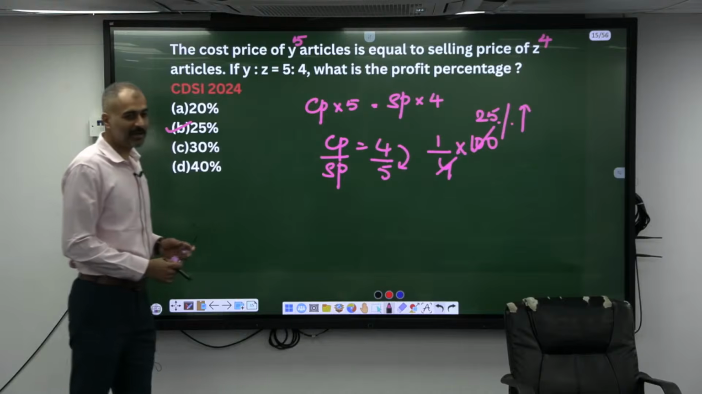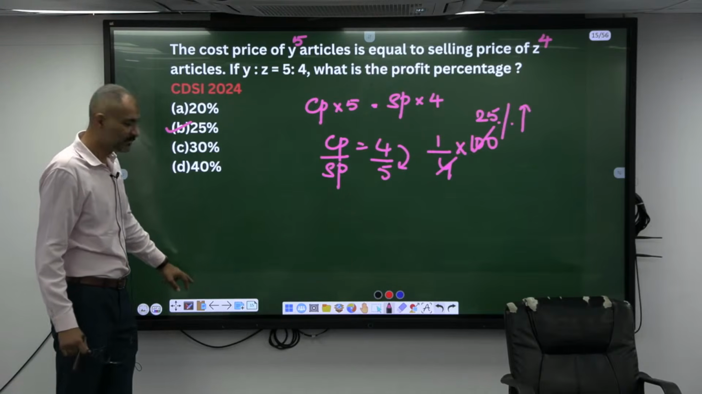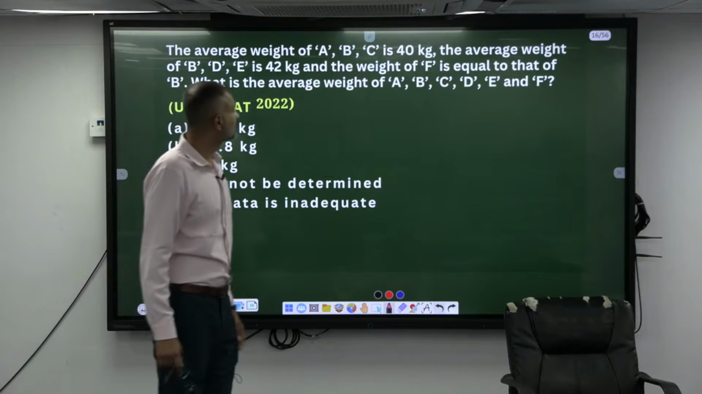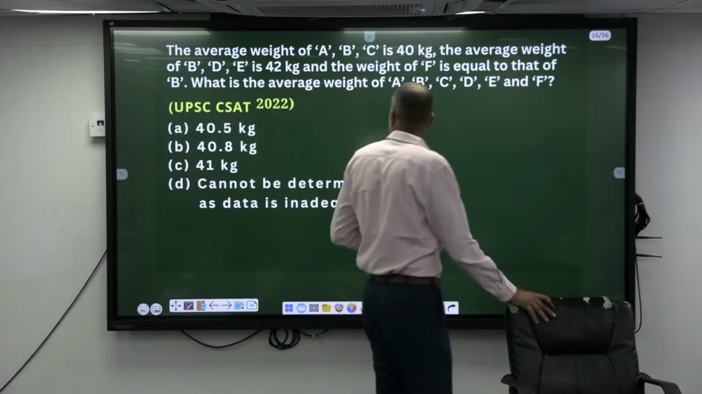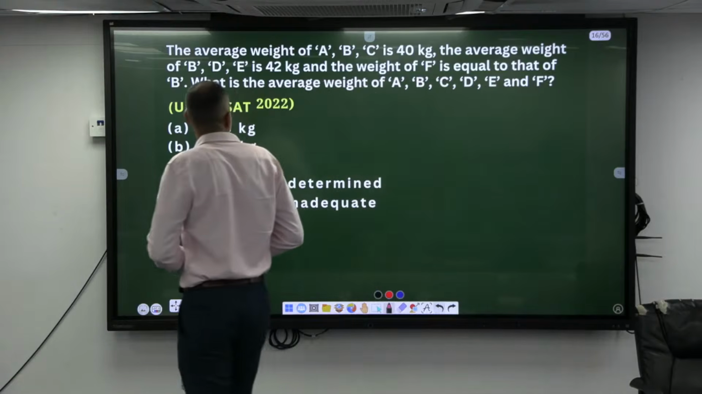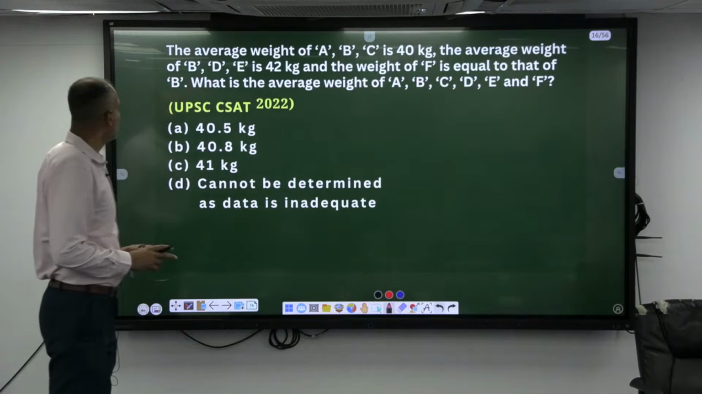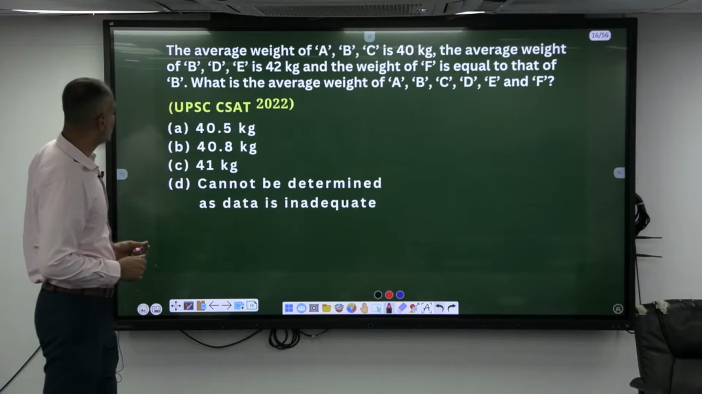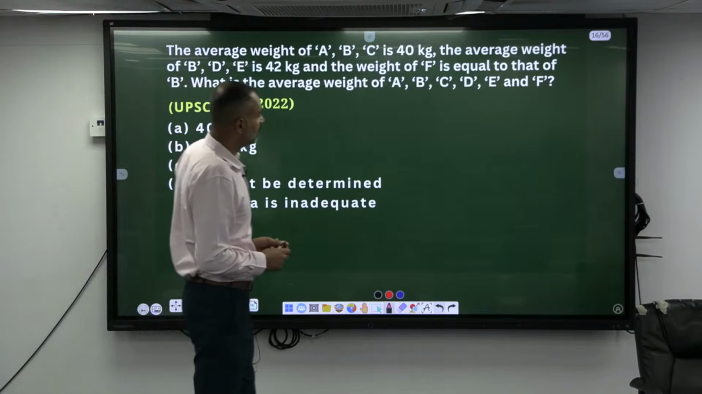ನೋಡಿ ಬಿಡಲ್ಲ ಈ ಥರದ್ದೆಲ್ಲ ಮಾಡ್ತೀರಿ. A weight based question in average. Average of ABC is 40, the average of BDE is 42, F is equal to B. What is the average of ABCDEF?